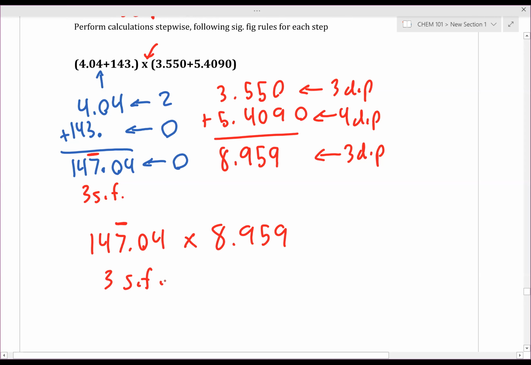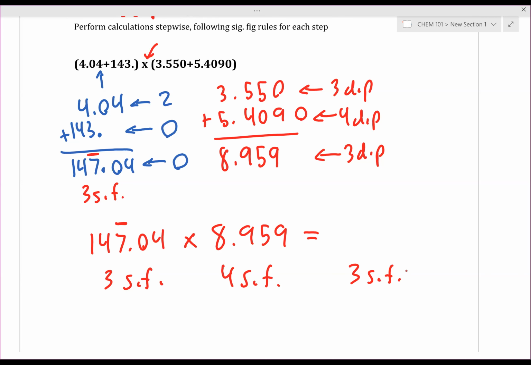8.959, as we've established, has how many sig figs? Not decimal places, sig figs. 4. Okay, so how many sig figs should we report in our answer? 3, yeah. Okay, so with that established, let's now break out our calculator. So we already have 8.959 sitting in our calculator. So all we need to do is hit the times sign and we enter 147.04.